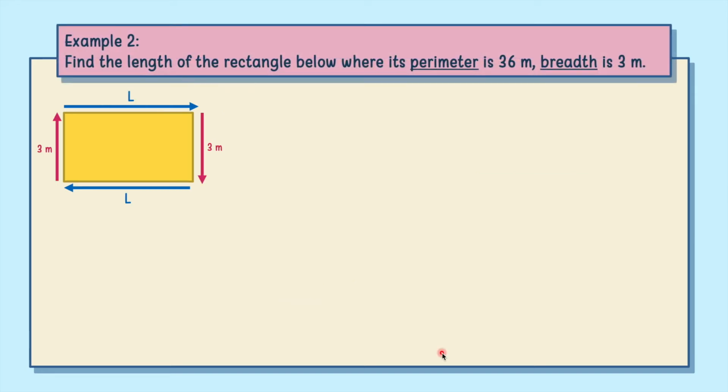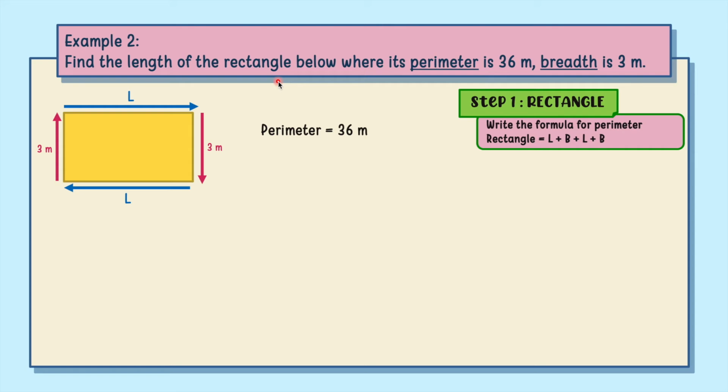Next example, example number 2. Find the length of the rectangle below where its perimeter is 36 meter, breadth is 3 meter. So this example is we're going to concentrate on a rectangle. So we know that the perimeter is 36 meter. So step number 1, for a rectangle, write the formula for perimeter of a rectangle. So rectangle is length plus breadth plus length plus breadth. So since this is the perimeter, I'm going to write it down. Length plus breadth plus length plus breadth is equal to 36 meter.